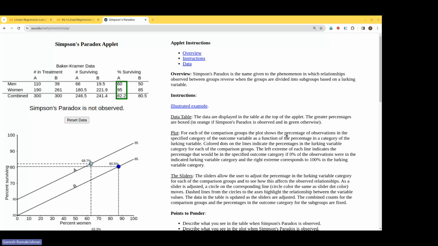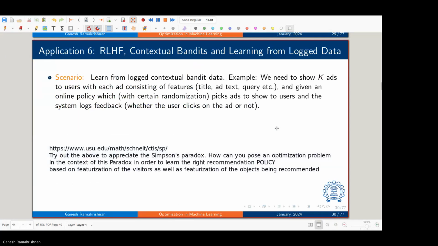Without delving more into this applet, let's get into some more detail. How can you pose an optimization problem in the context of this paradox in order to learn the right recommendation policy? We want to be data driven. That's what I'm trying to impress. You cannot be doing trial and error. You need to be data driven, and let's see how we can be. Is this problem clear? Application number 6 or 5.